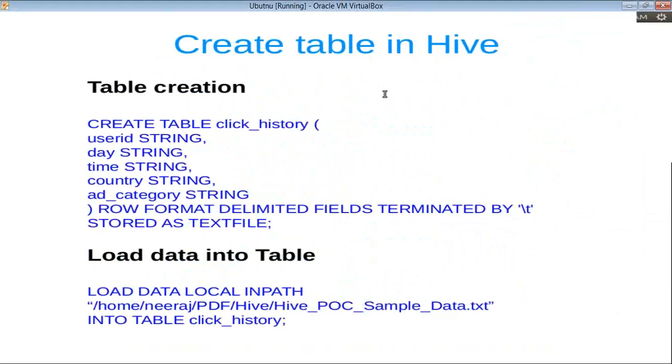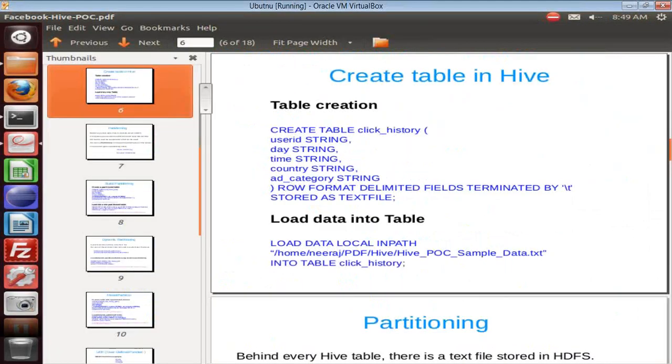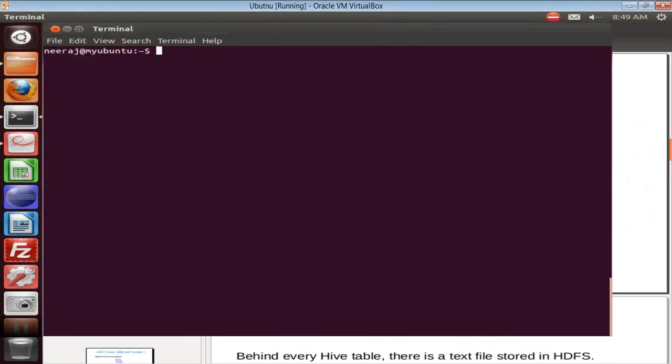Just give me a moment, let me start my terminal. First of all, we have to make sure that our Hadoop is running. So let me check it out, jps. Secondary name node, job tracker, data node, task tracker, and name node. All the required processes are running.